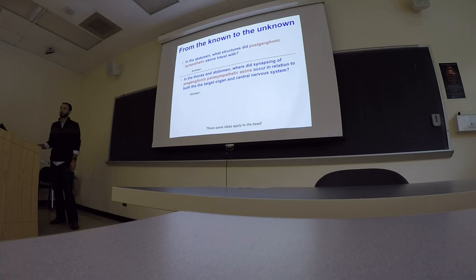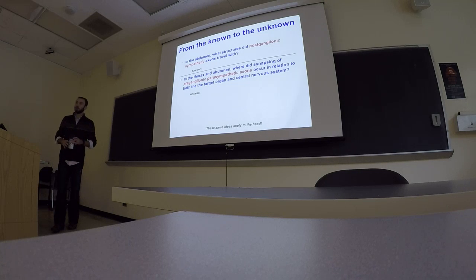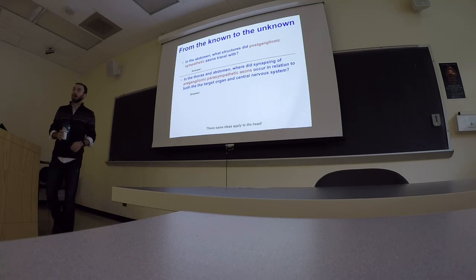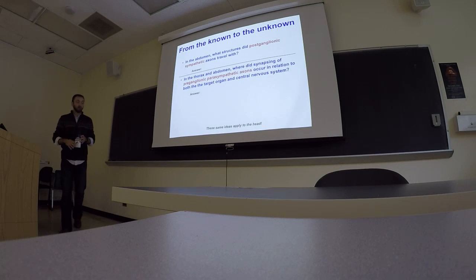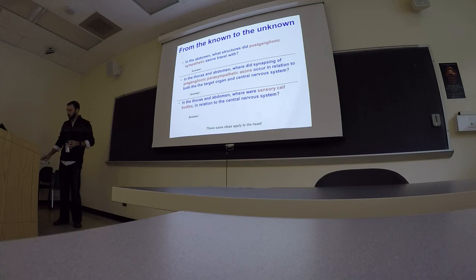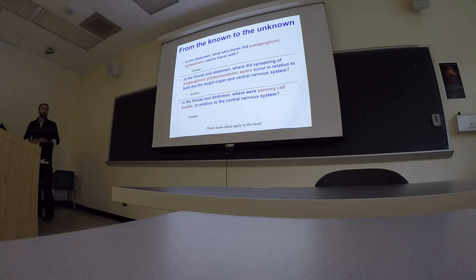Yeah? Did you say there's no preganglionic axons in the head? There's no preganglionic sympathetics. Okay. All of the sympathetics synapse in the superior cervical ganglion, which is in the neck, and then they are postganglionic in the head. Okay. Parasympathetics, we have both. Alright, and last, in the thorax and abdomen, where were the sensory cell bodies located relative to the central nervous system?